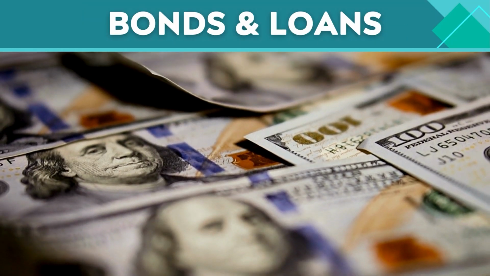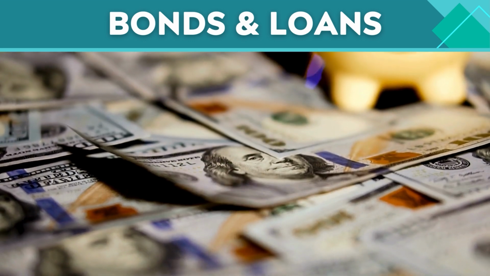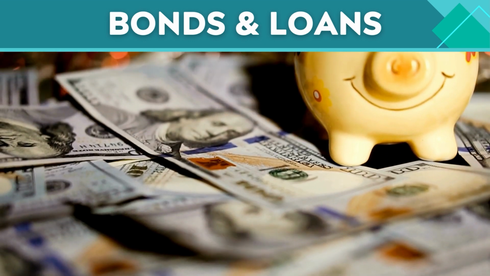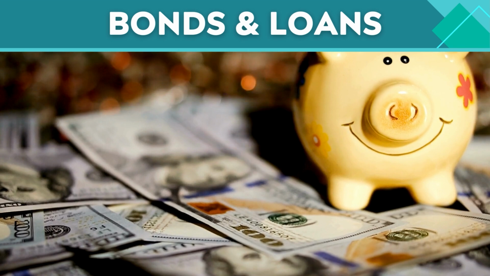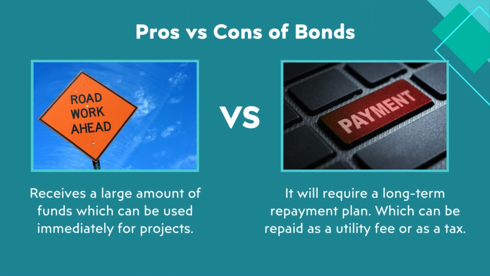The next strategy would be to apply for a bond or loan. Currently, there are several options for bonds that the city can apply for. However, before we can apply, we need to confirm with you, the community, that we are willing to take on the repayment. A bond is like a loan. You receive a large amount of funds which can be used immediately for projects, but it will be up to the city and the residents to decide how to repay the bond. It will require a long-term repayment plan and a vote for a bond measure.